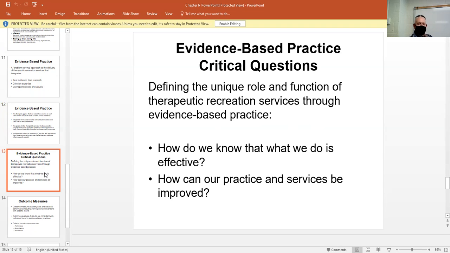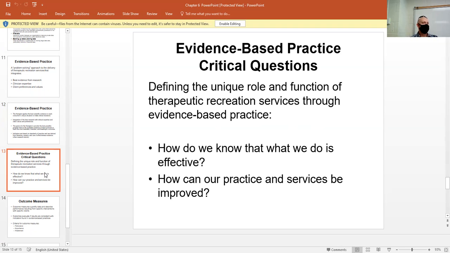Some critical questions you need to ask when you're talking about evidence-based practice. You've got to define the unique role and function of therapeutic recreation services through evidence-based practice. So you want to ask, how do we know what we do is effective? That's important. How can our practice and services be improved? So now we're back in thinking managerial terms. You're wanting to get the most out of your people. You're wanting to get the best outcome. You want to be as efficient as you can, right?